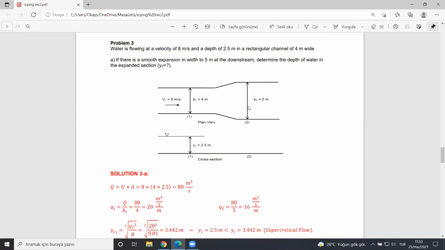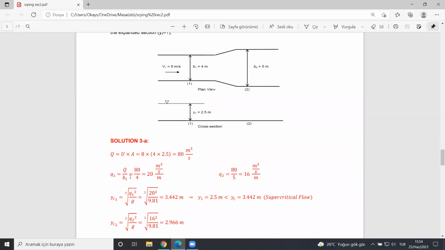If we knew the velocity at this section, for example, we could say since the energy at this point and at this point will be equal, we could calculate the depth easily. But since we don't know the velocity here, we need to follow a different solution method. For this solution method, we need to calculate small q for section 1 and section 2.